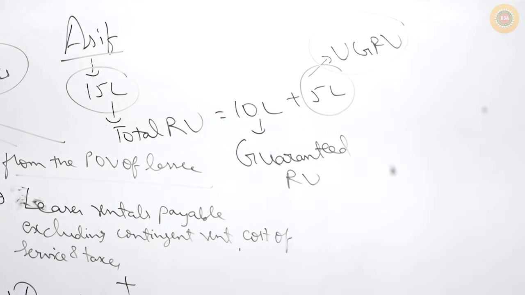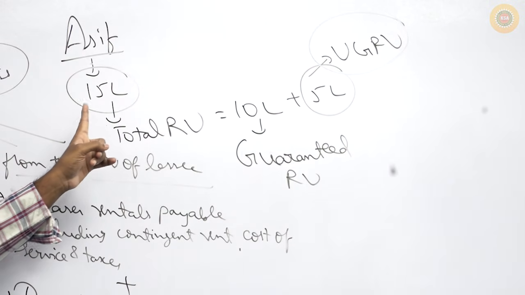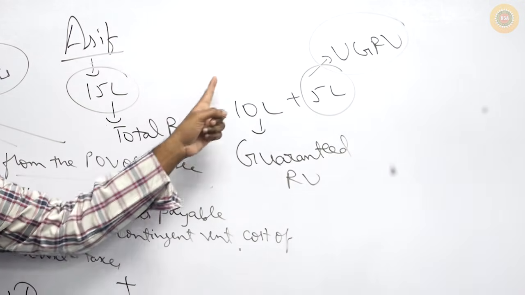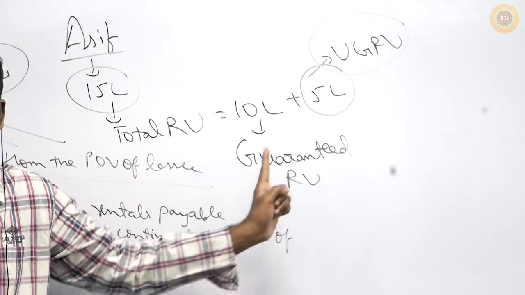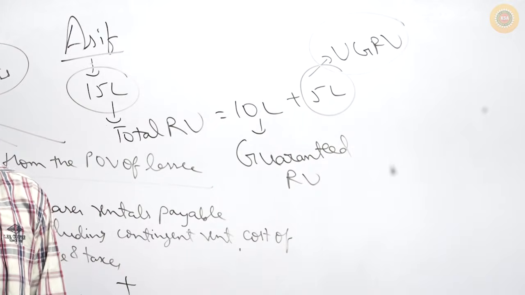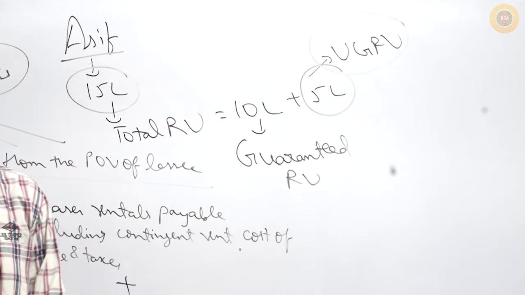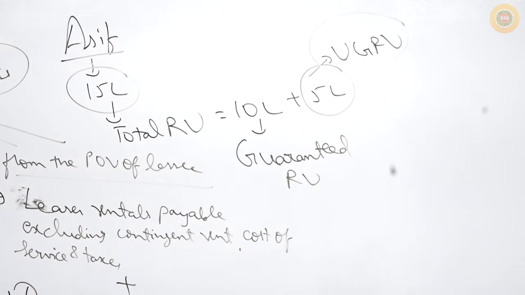Able to understand? Total residual value 15 lakhs. In this, how much has the lessee guaranteed? 10 lakhs. That is called as guaranteed residual value. And the remaining 5 lakhs, nobody has given guarantee. That is called as unguaranteed residual value. Now we are learning all these terms, then we will put them at appropriate places. That is why I want you to understand them. Clear?